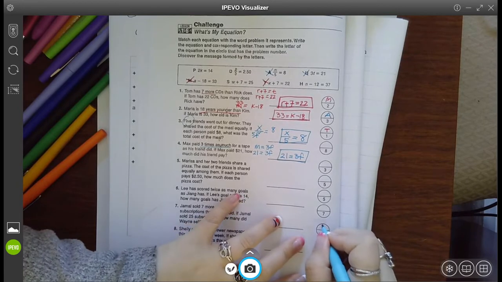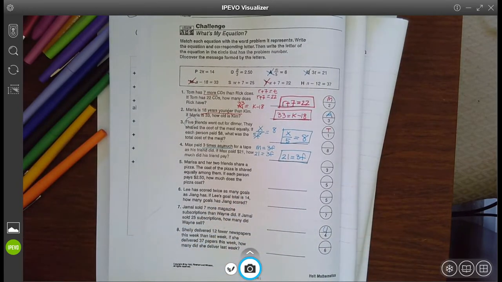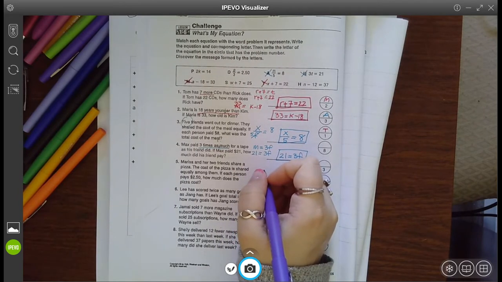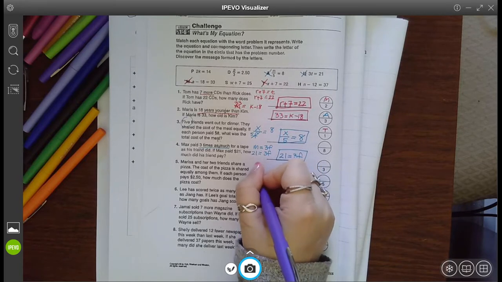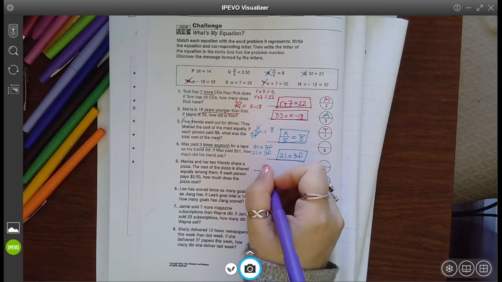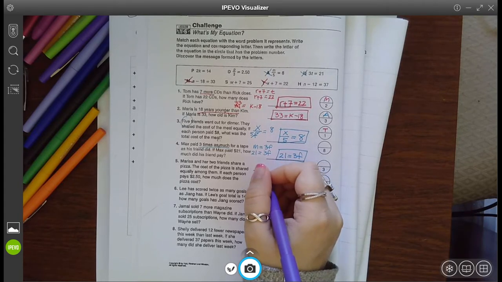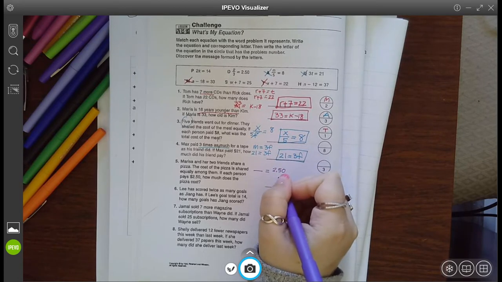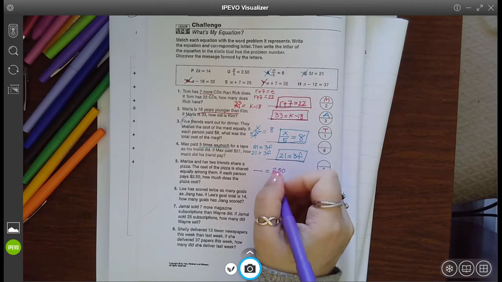Number 4 is right here. They're starting to blur together again. Let's use a different color. It says Marissa and her 2 friends share a pizza. So I'm probably going to divide again. The cost of the pizza is shared equally among them. So remember, you're going to take the total cost. If each person pays $2.50, so that's how much each of them is going to pay, how much does a pizza cost?